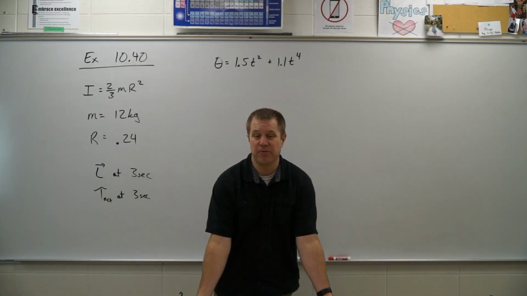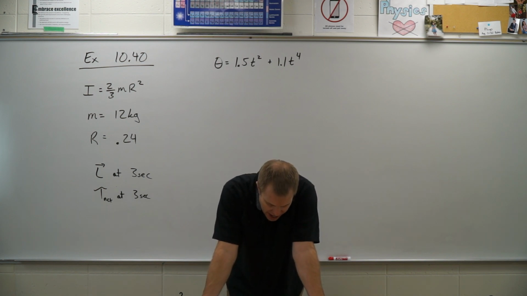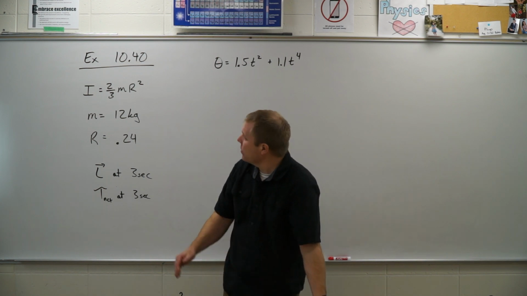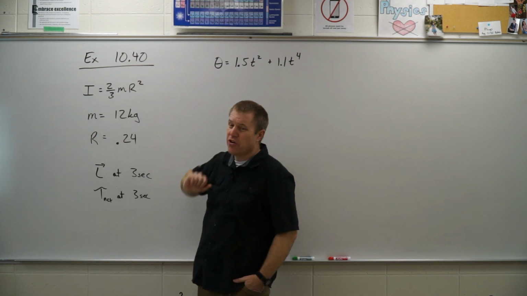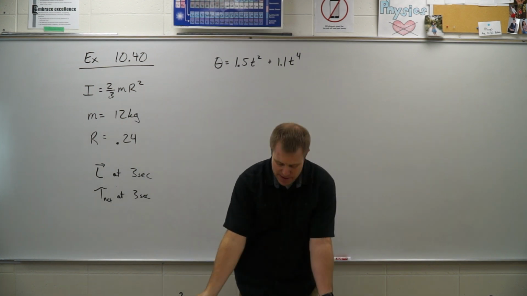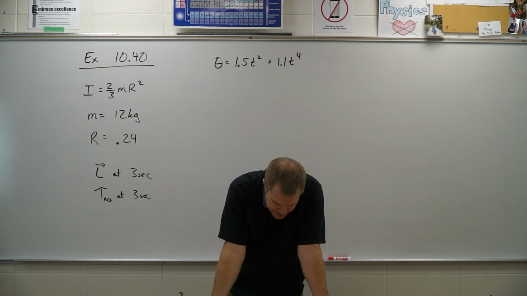Example 10.40. It says a hollow thin-walled sphere. So I know my moment of inertia is 2/3 mr squared. I looked that up on my table. It has a mass of 12 kilograms and a diameter of 48 centimeters.